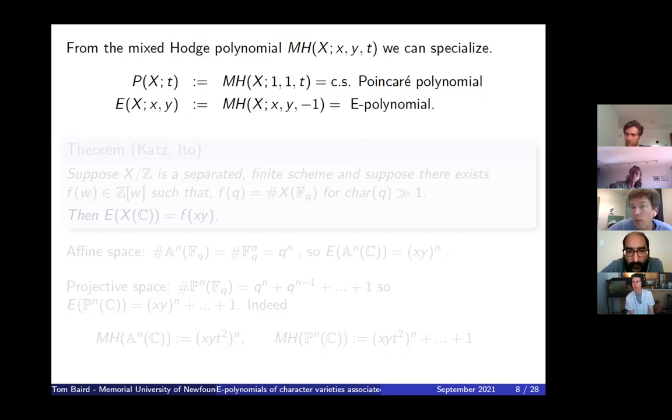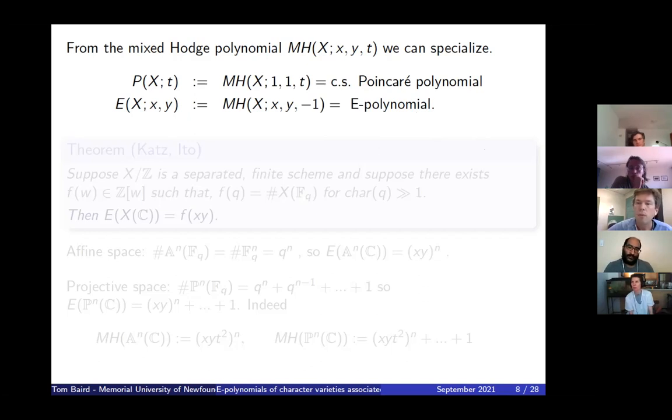And just like the Euler characteristic is usually easier to calculate than the full Poincare polynomial, the E polynomial is often easier to calculate than the mixed Hodge polynomial. It's really sort of transparent how it works with fiber bundles and that sort of thing, whereas the mixed Hodge polynomial is going to be trickier.